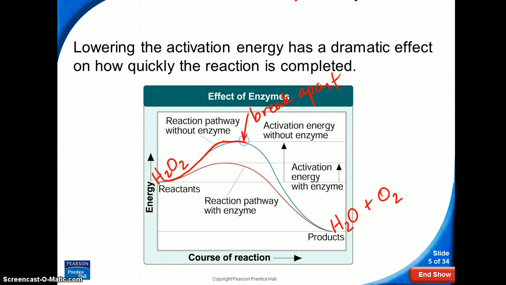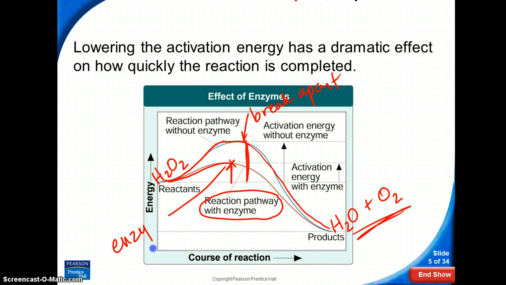At that point, the graph goes down because it's broken apart. But take a look at this one here. With the help of an enzyme, you need a lot less energy. The energy required is only from here to here, unlike this one, which requires energy from here to here. So with an enzyme, we don't need so much energy, and it breaks down easier and faster.